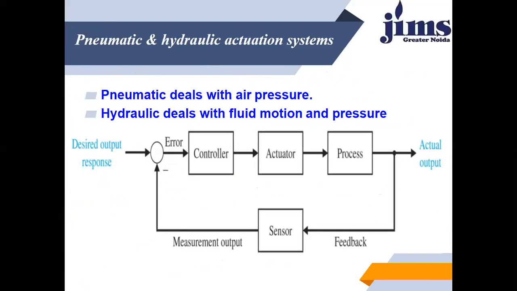So far I have told you that pneumatics deals with air pressure and hydraulics deals with fluid motion and pressure. I already told you the block diagram of the closed control loop system, and how the hydraulic and pneumatic systems work. We give the input, it is checked and filtered, the error is overcome, and the signal is passed to the controller. The controller passes the signal to the actuators, and the actuator activates the component, and the process is completed.